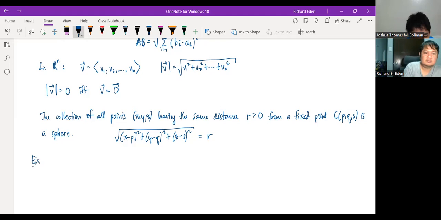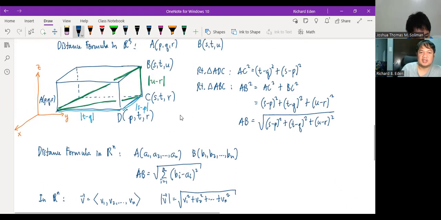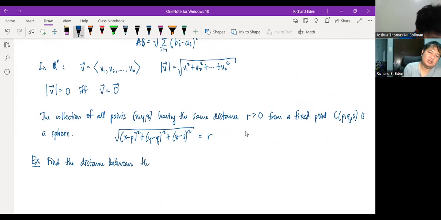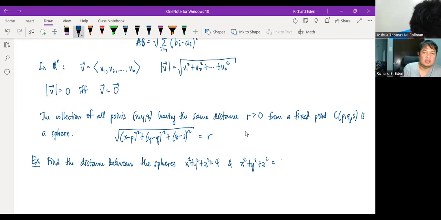Example. I'm just taking this opportunity to explore the distance formula. You may have noticed that this example doesn't have vectors. But anyway, find the distance between the spheres x squared plus y squared plus z squared equals 4, and x squared plus y squared plus z squared equals 4x plus 4y plus 4z minus 11.